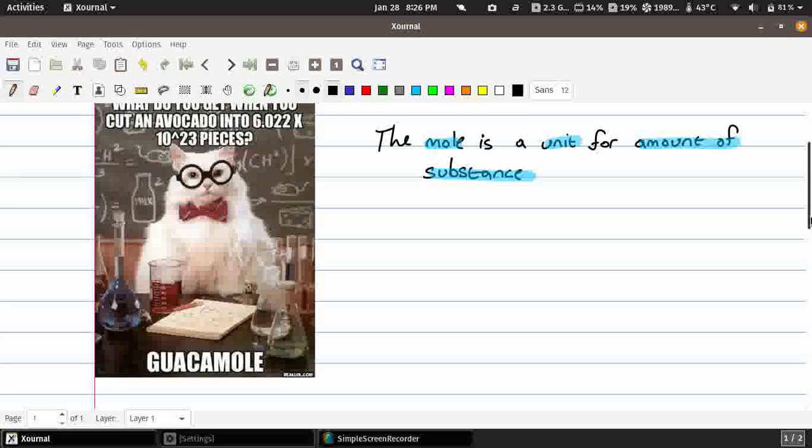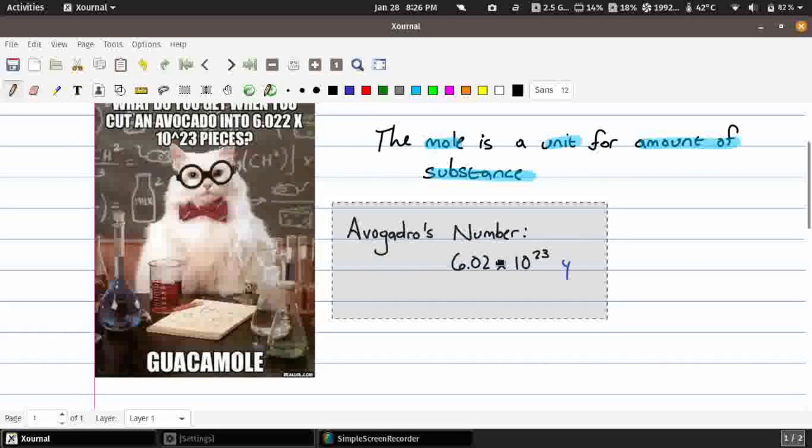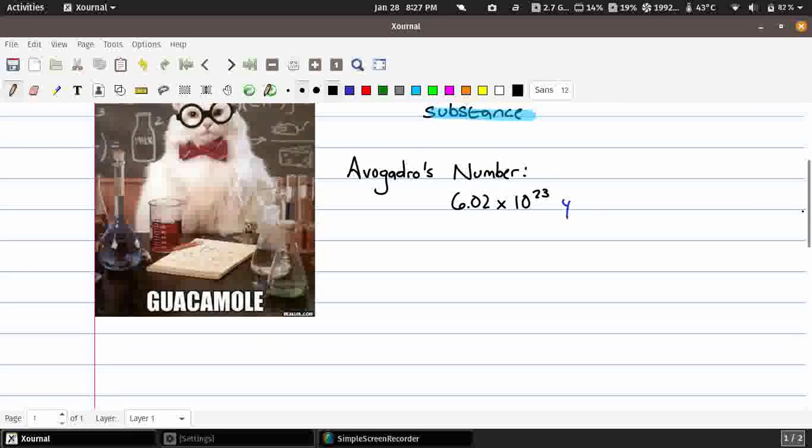Anyways, Avogadro had this idea that there was a certain amount of particles or atoms that could be captured in a space if you had two gases. And it turns out he was right. So that number happens to be 6.02 times 10 to the 23. And the y is just a variable that you can put like atoms, basketballs, donuts. It doesn't matter. It's just this is the mole.